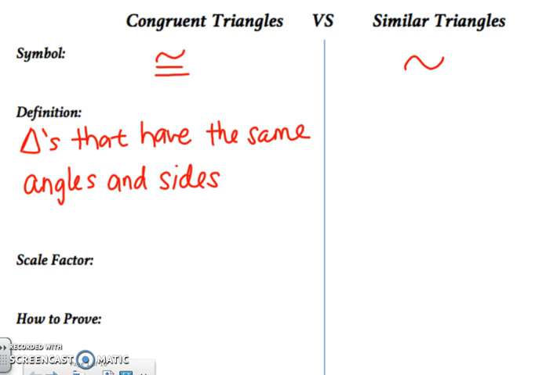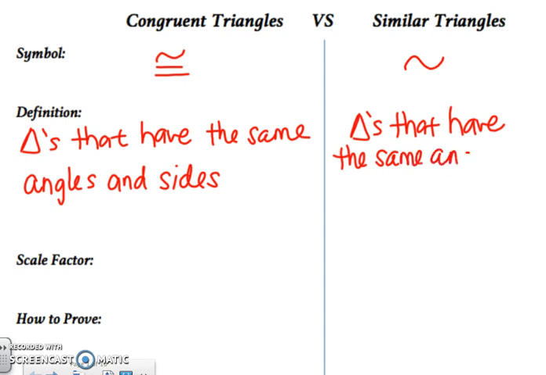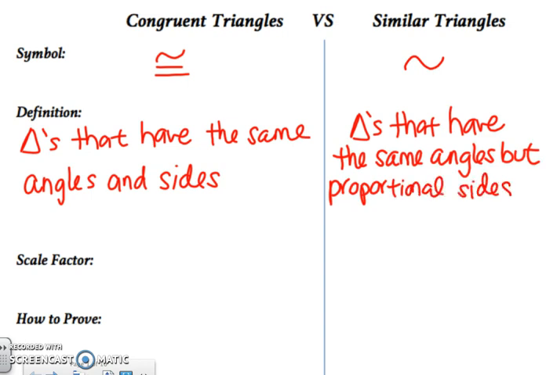Now, similar triangles are going to be triangles that have the same angles. But these are going to have not the same sides, but proportional sides. Okay, so we're not going to have equal sides, but they're going to be proportional, so they're going to have the same ratio, the same scale factor.